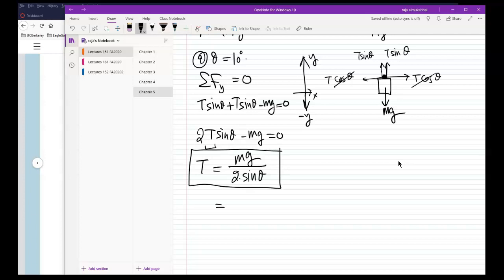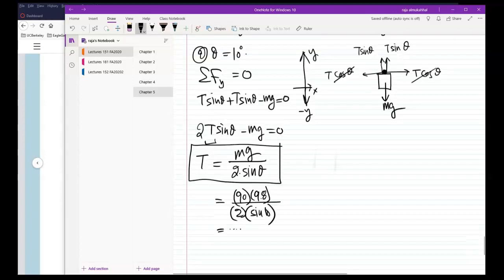So what is the mass? 90 kilograms, times 9.8, divided by 2 times sine 10. And then you just calculate that. I'm going to have you do it. And there we go. We're done with the problem. Easy? I hope so. All right. Part B.